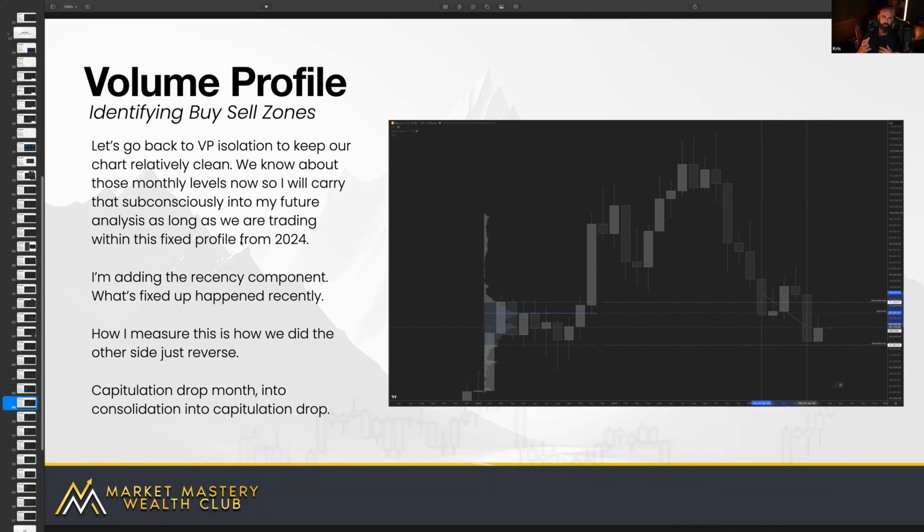But you can do housekeeping. You can use your object tree. You can put them in folders. You can keep your object tree open. You can use the little eye icon to toggle them on and off if they're messy. Just try and keep your charts as clean as you can. Otherwise, you're going to end up getting yourself in mischief.